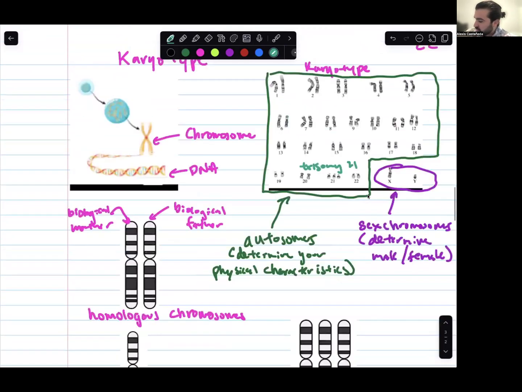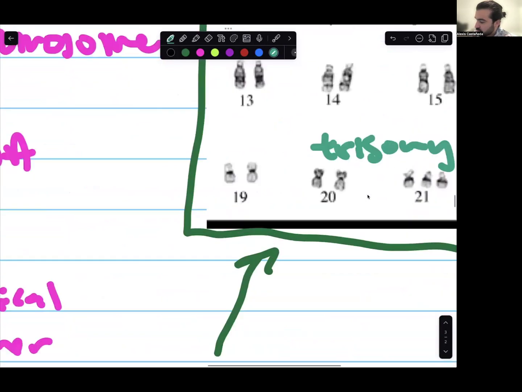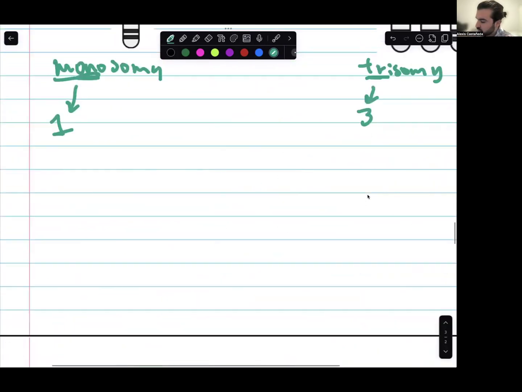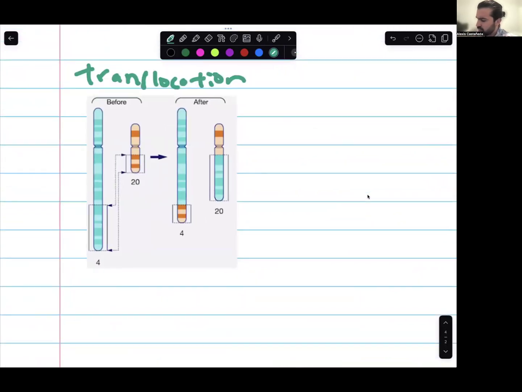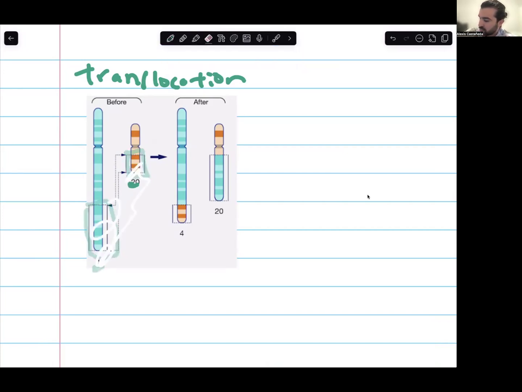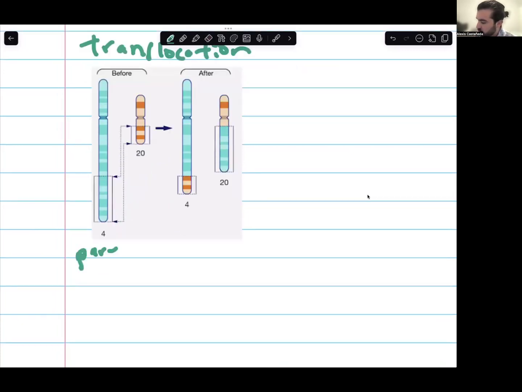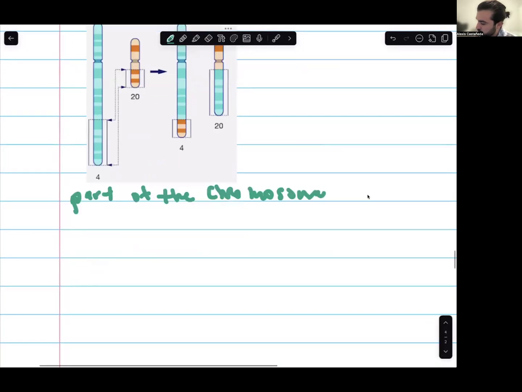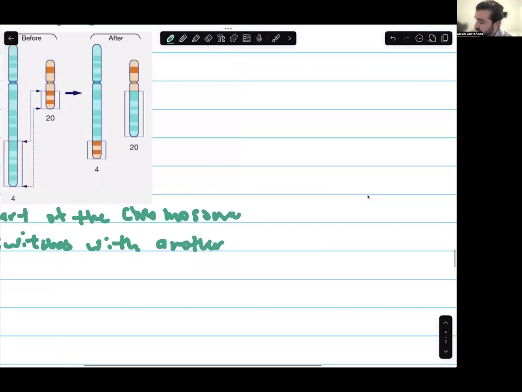Usually we see a pair of, for example, 19 and 19. These two chromosomes are homologous; they look identical. However, what happens is that suddenly, for some unknown reason, part of one chromosome switches with part of another chromosome. So part of the chromosome that was on chromosome 20 now switched with part of the chromosome that was on chromosome 4. We call this a translocation. That's one potential condition.